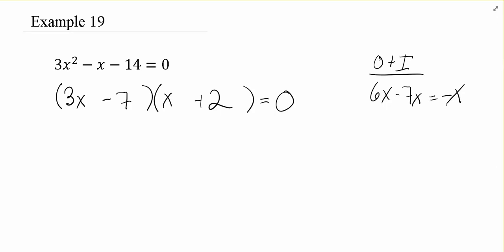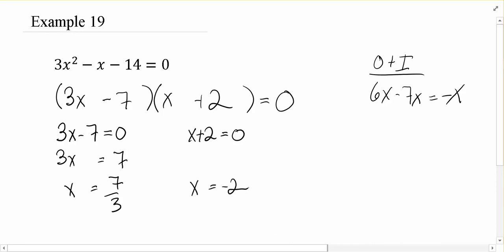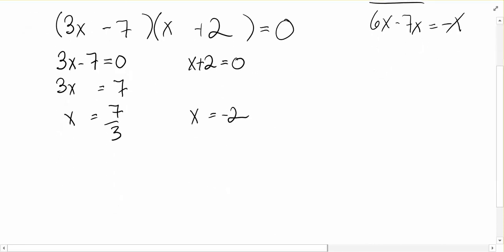And now the zero factor property says, I'm multiplying 3x minus 7 and x plus 2 together, and that equals 0, which means either the 3x minus 7 needs to be 0, or else the x plus 2 needs to be equal to 0. If the 3x minus 7 is equal to 0, then x must be 7/3. If x plus 2 is 0, then x must be negative 2.